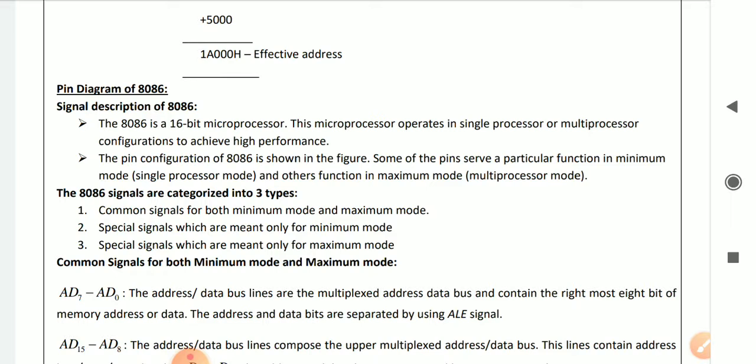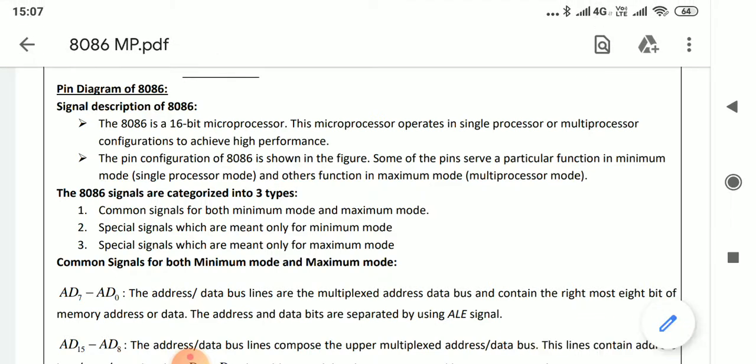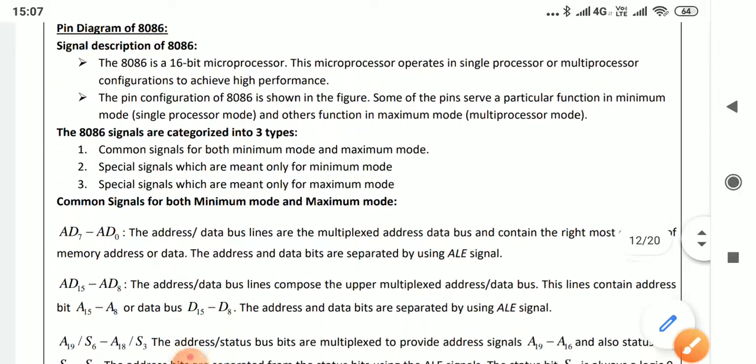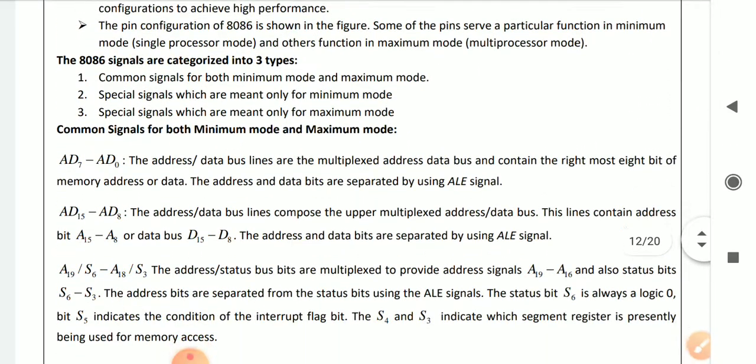Lower address and data bus are multiplexed, and these can be separated by the ALE signal. The upper address bus, that is AD15 to AD8, is again multiplexed and can be separated by the signal ALE. The ALE signal we already studied in the 8085 microprocessor. If this is 1, you may free the address bus from the data bus, and if it is 0, then the data bus and address bus are multiplexed.